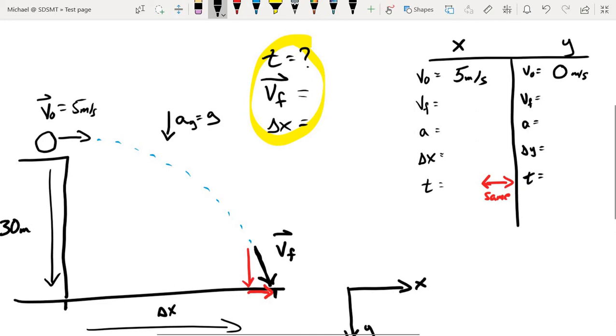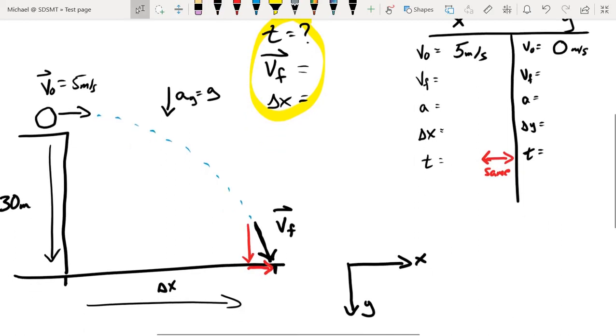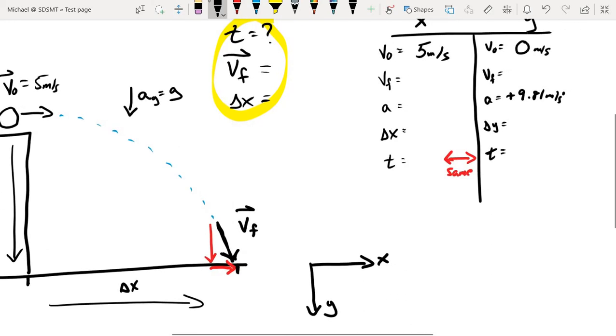Now I'll go to the acceleration. The only acceleration that we really have is due to gravity, and gravity is pointing down. That's in the y direction. Down is positive because of our choice of reference frame. So we have a positive 9.81. But what about the x direction?